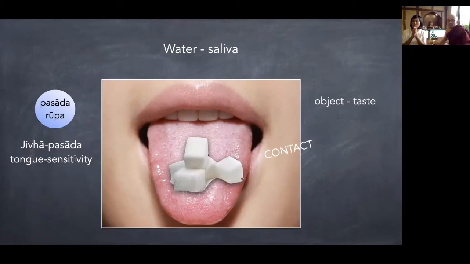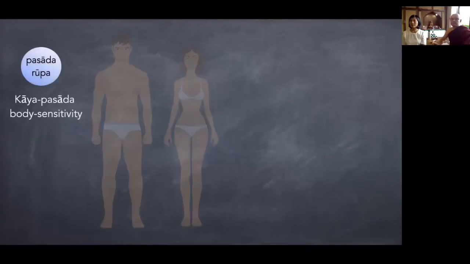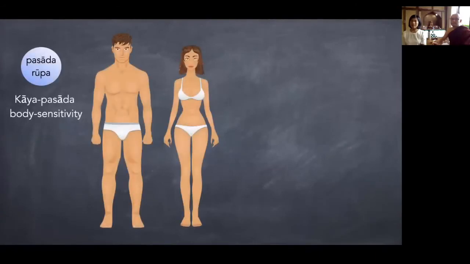The tongue cannot know color, and smell cannot know sound, for example. So each of them has its own pair, which is the respective object, and when they meet together, then consciousness arises. Okay, so let's go to the next one, which is Kaya Pasada.